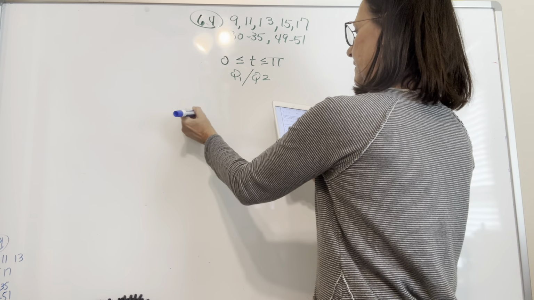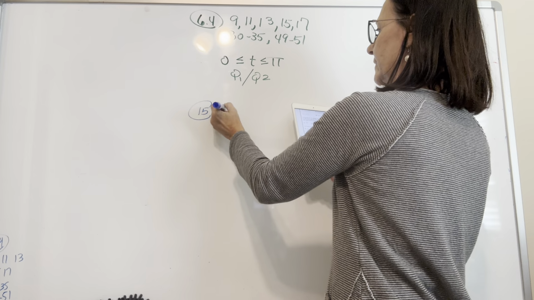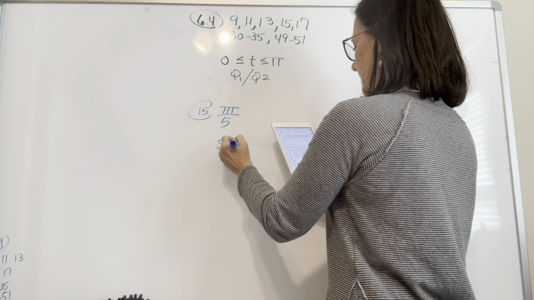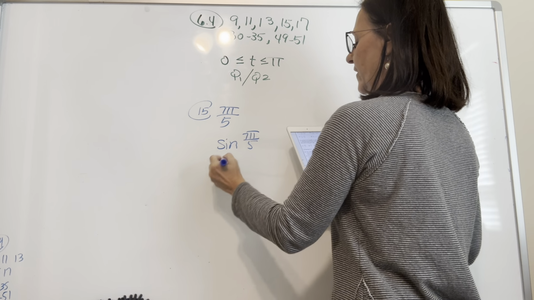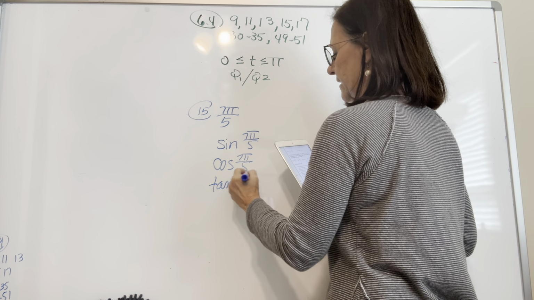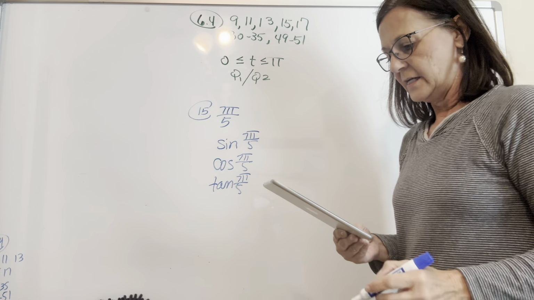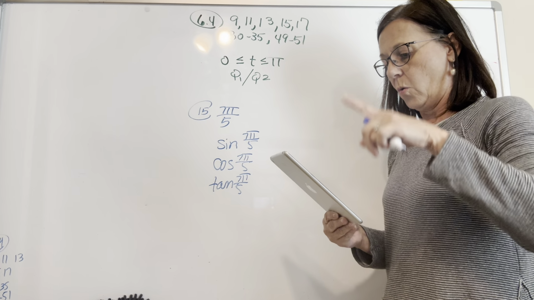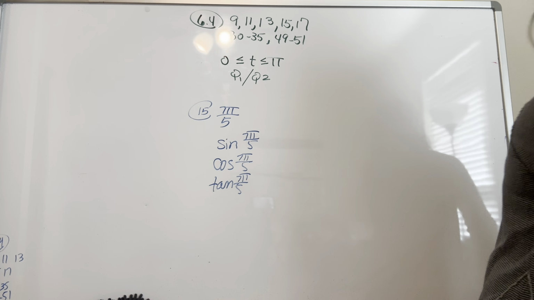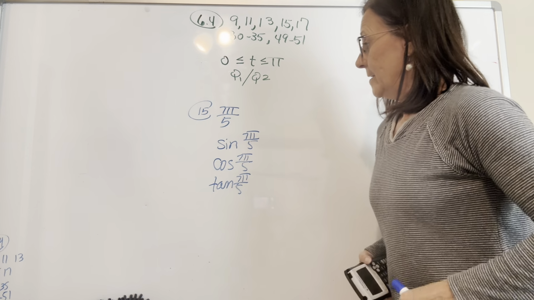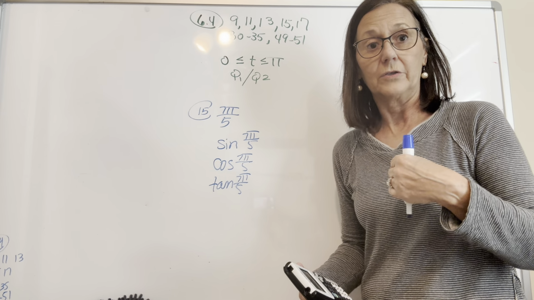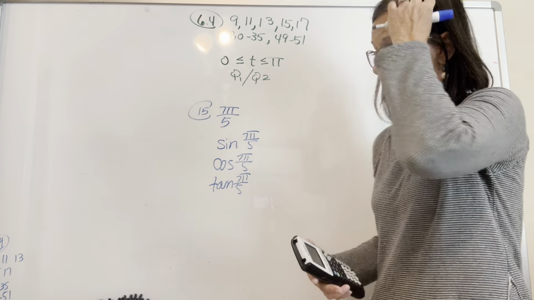15 says, use your calculator in radian mode to do the sine of 7 pi over 5, the cosine of 7 pi over 5, and the tan of 7 pi over 5. Use the signs of the functions to identify the quadrant. Well, you should already know the quadrant, right? Because it's a whole pi and another 2/5, which is not quite a half. So I'm expecting quadrant 3, okay?